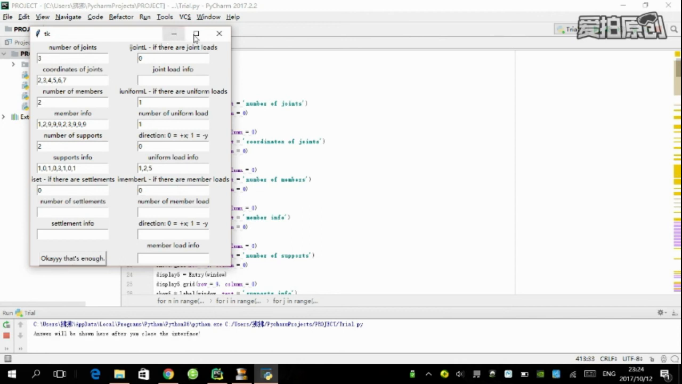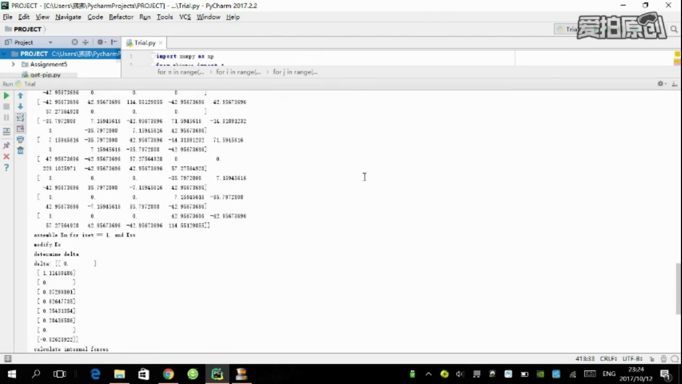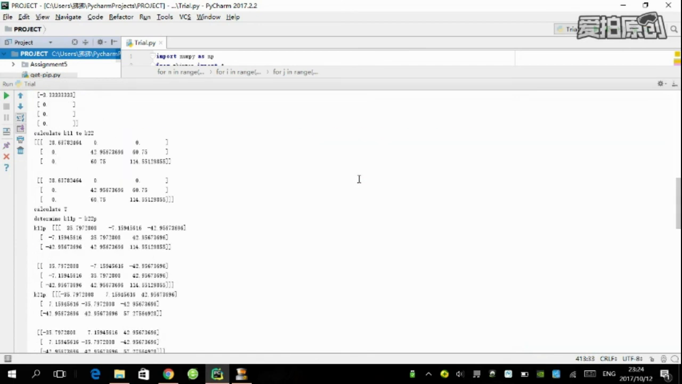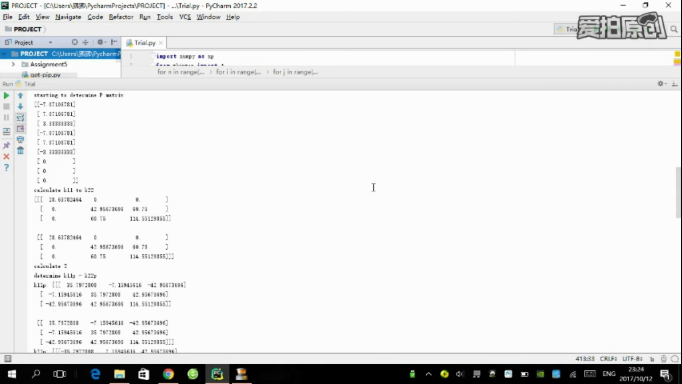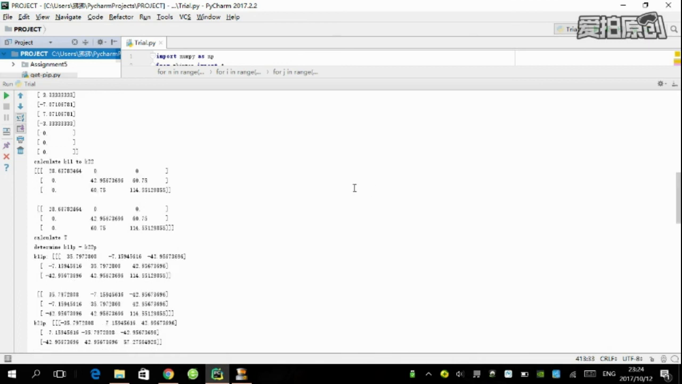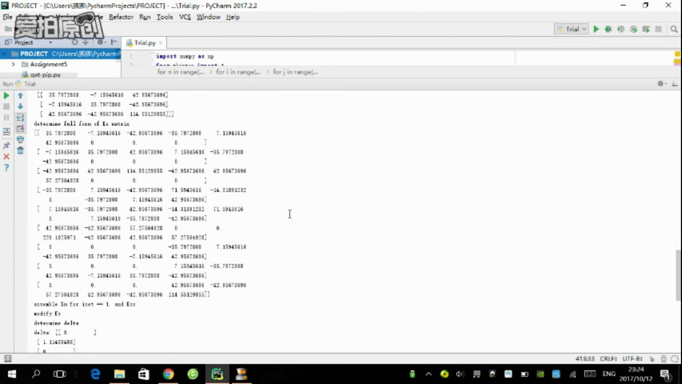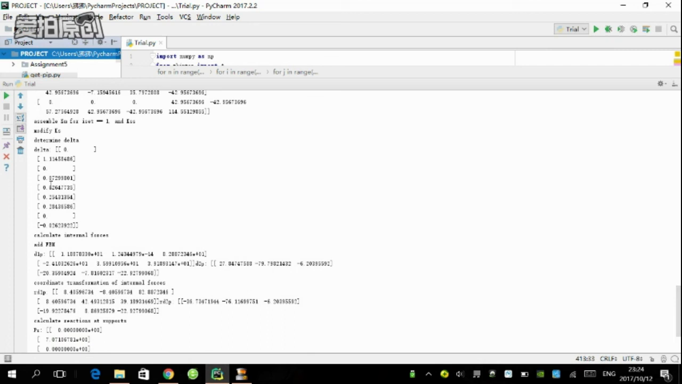Okay, that's enough. So let's see the answer. The answer is shown here, and you can see the whole process of solving it, including your input, and also here it starts to determine the P matrix, which puts all the loads of different members into one matrix, and then the whole process of doing the stiffness matrix, and then finally all the supports. The supports are here, and here's the delta matrix, which is the displacements of each joint.